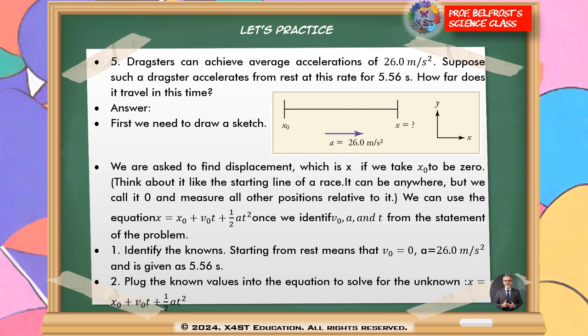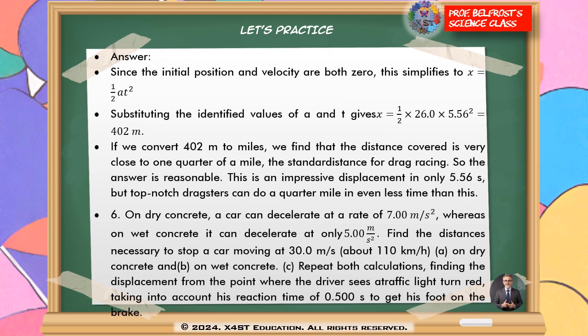Okay. So as usual, first is to define the proper equations. Then identify the knowns and just plug the known values into the equation, and done. We have gotten the answer. Because we know the initial position and initial velocity are 0, it simplifies to x equals half times a t squared, and then 402 meters. Okay, it's very close to a quarter of a mile.